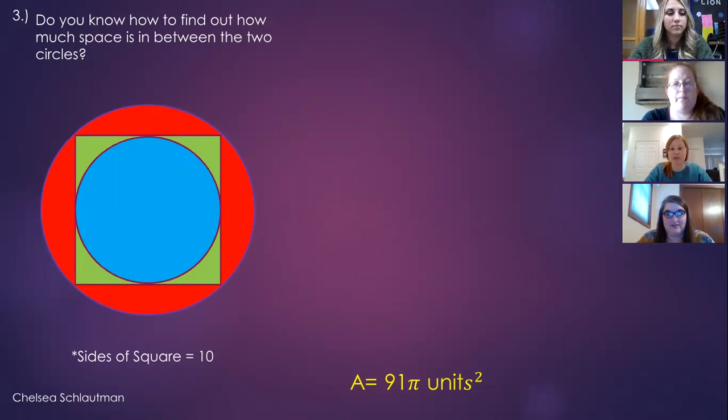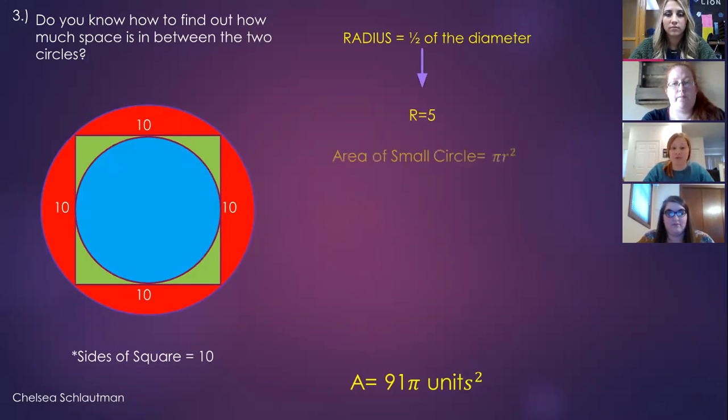So first what we need to do is determine the length of the sides of the square, which we are given, and it is 10. So what we're going to do next is find the radius. The radius is going to equal half of the diameter, so half of 10 is 5. So our radius for this is going to equal 5.